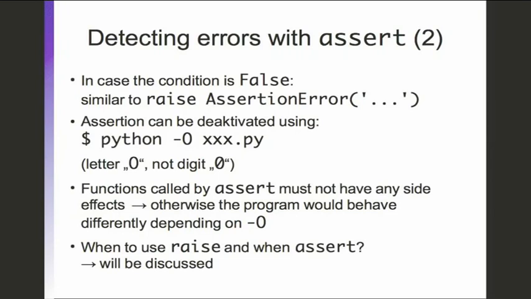Internally, it just raises an assertion error. So to some extent, it is comparable with raise. However, you can deactivate it. If you run Python from the command line with the -O switch, not the digit zero, it deactivates the checking of assertions, which might increase performance a little and might remove consistency checks.